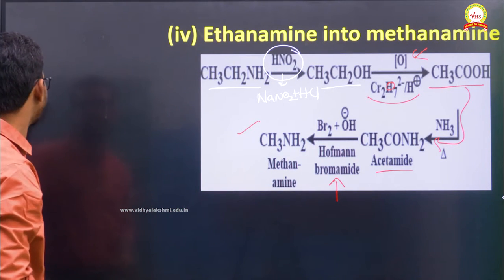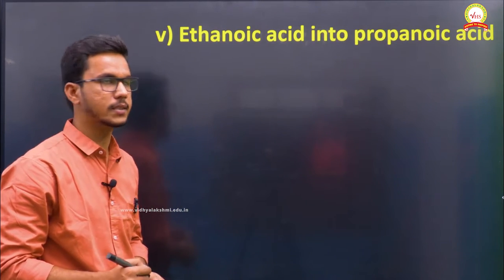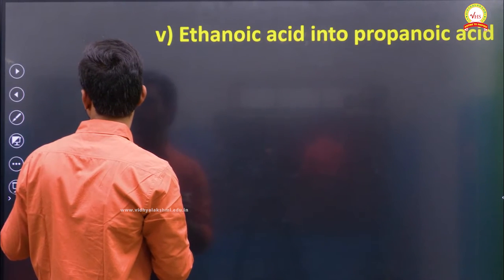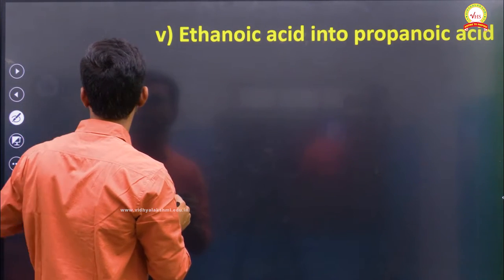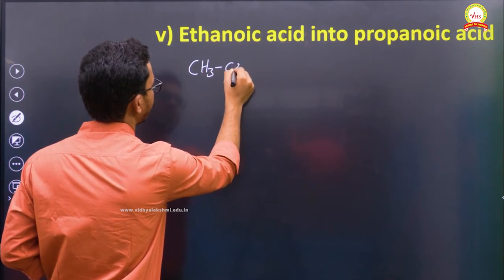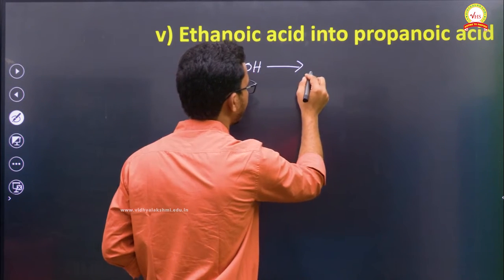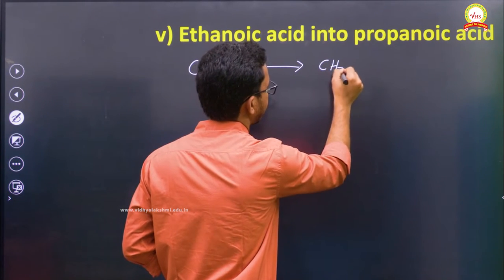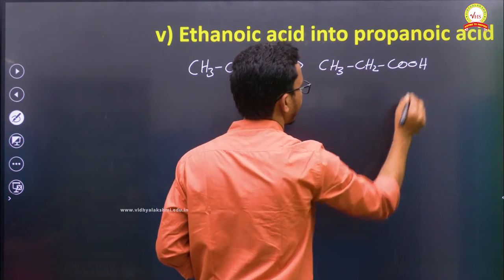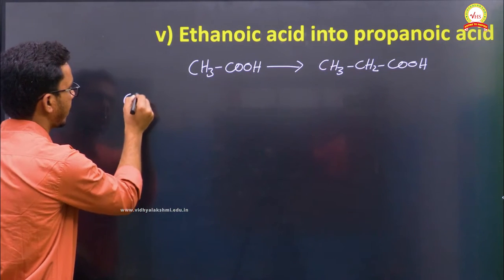Now let us go to the next conversion, that is ethanoic acid into propanoic acid. How can we convert this one? Let us take ethanoic acid first, that is CH3COOH. This one should be converted into propanoic acid, which means one carbon is extra: CH3, CH2 and COOH. How can we convert this one? First let me take the reactant, that is ethanoic acid.